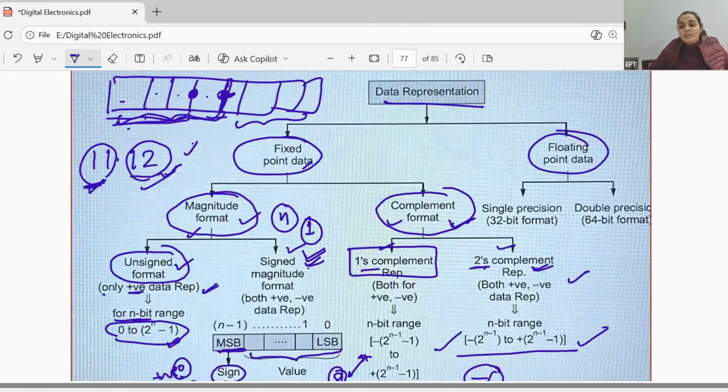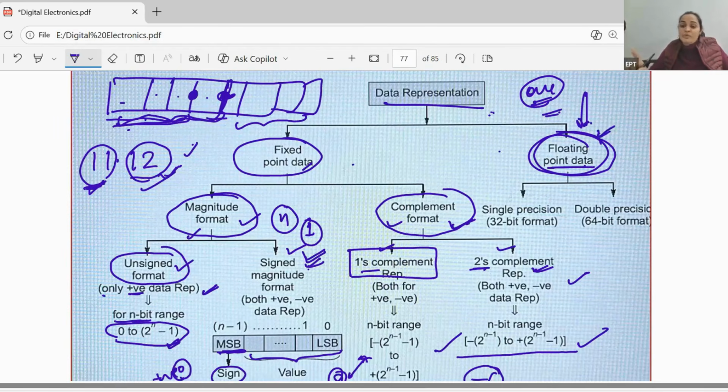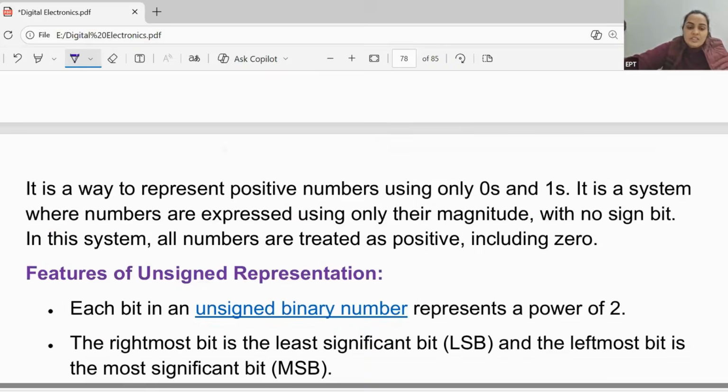Okay. Next is the floating. Okay, I will discuss this thing in detail because this is very important. One question will definitely be there from this topic. If you compare, the chances are high that you will expect the problem from the floating point data. Okay, this thing is very important. Okay, now let's discuss this thing in a little bit more detail.